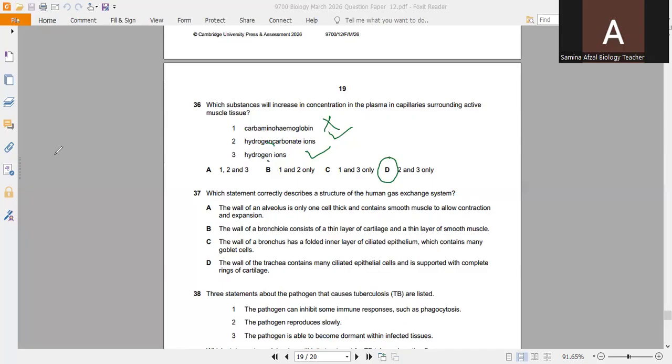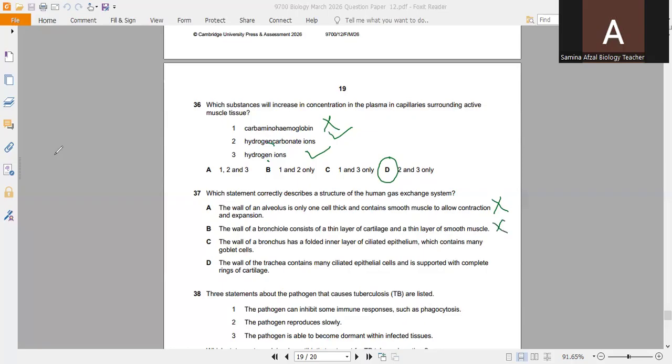The wall of an alveolus is only one cell thick and contains smooth muscles through contraction and expansion. Alveoli do not contain smooth muscles. They rely entirely on elastic fibers to recoil during respiration. So this statement is not correct. The wall of a bronchiole consists of a thick layer of cartilage and a thin layer of smooth muscle. Terminal and smaller bronchioles do not contain any cartilage.